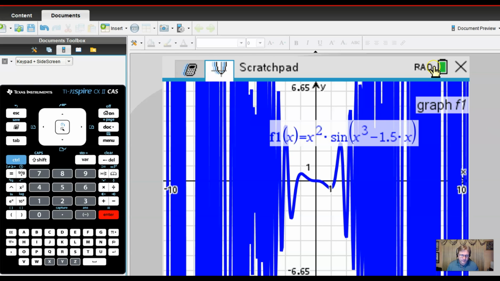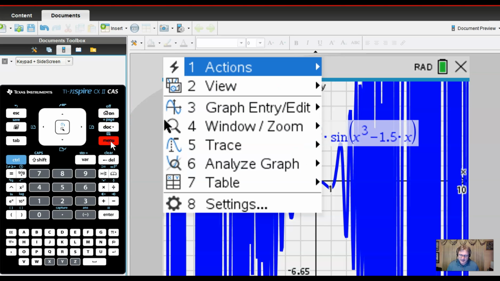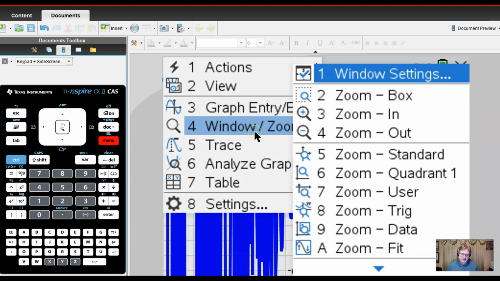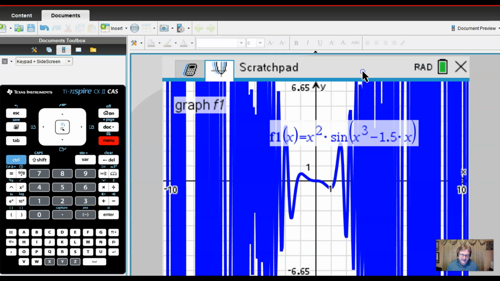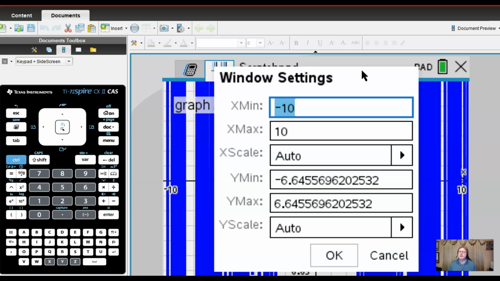Make sure that you're in radian mode. You get a really interesting graph here, to say the least, but remember that we're only really concerned with what's happening on a very small interval. So I'm going to go into my menu, window, and window settings, and I can just change my x-axis, y-axis mins and maxes to accommodate, let's say, the graph that I was given.